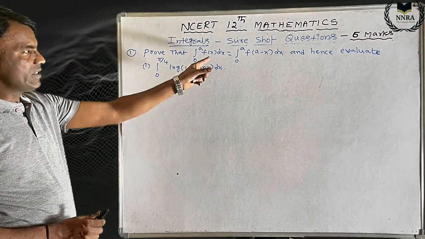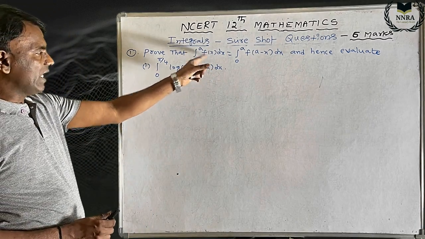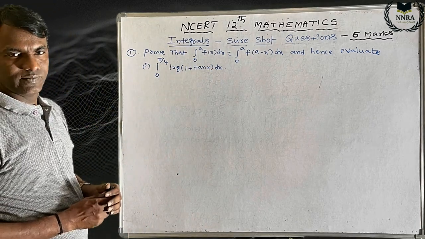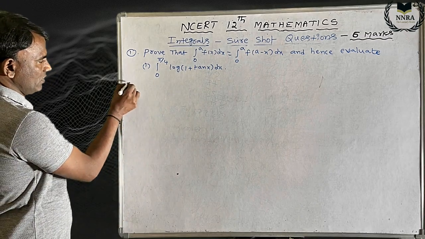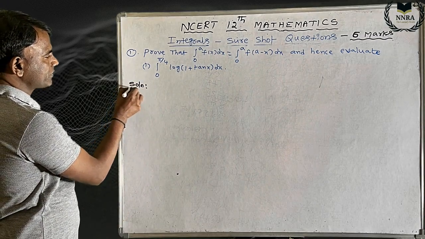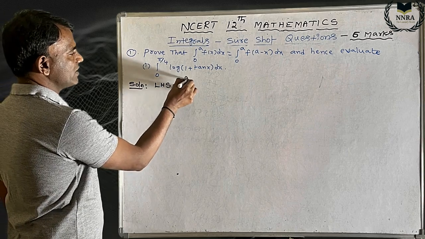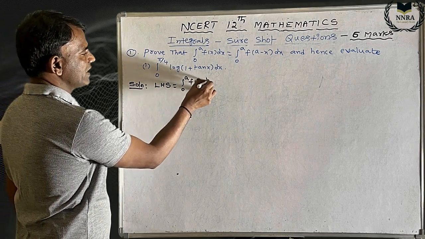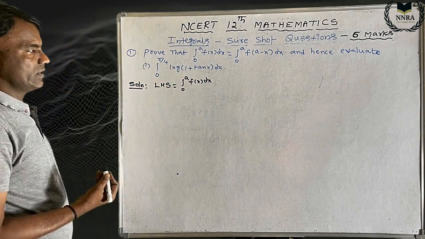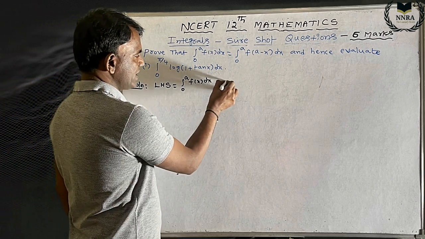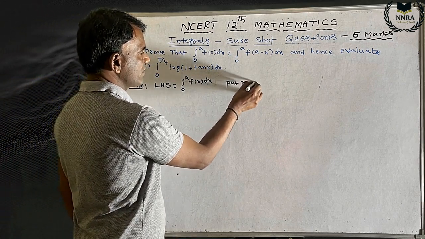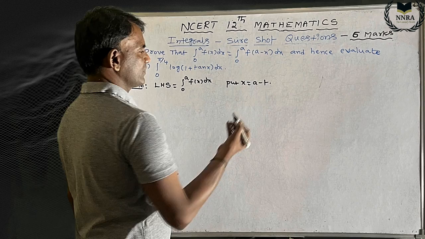And first we prove this derivation. After that, we'll solve this problem. Okay. Now, that LHS value is there, na? Integral 0 to a f of x into dx. Now, what I am doing? I am going to substitute x equal to a minus t.